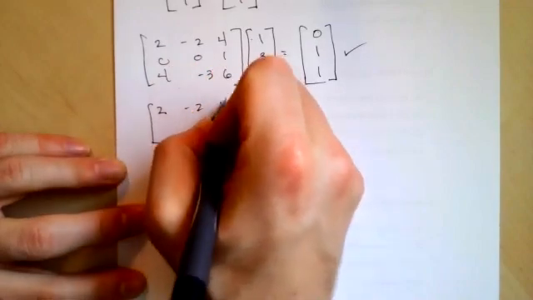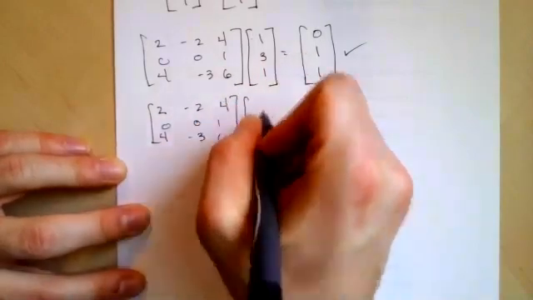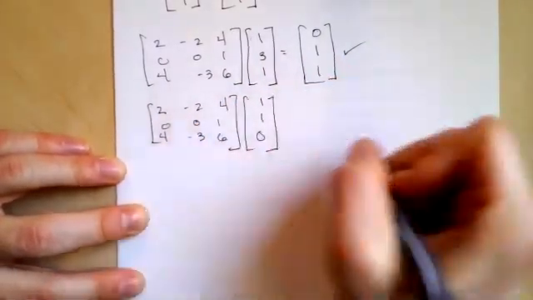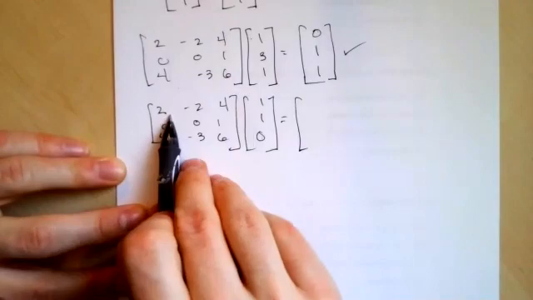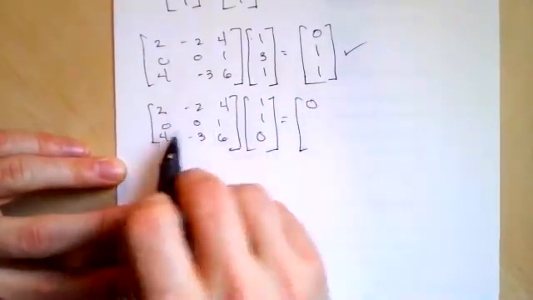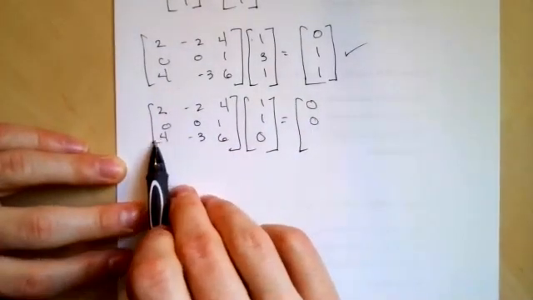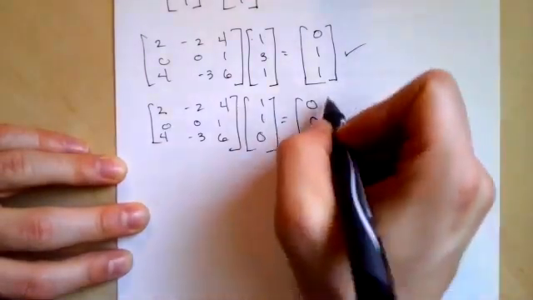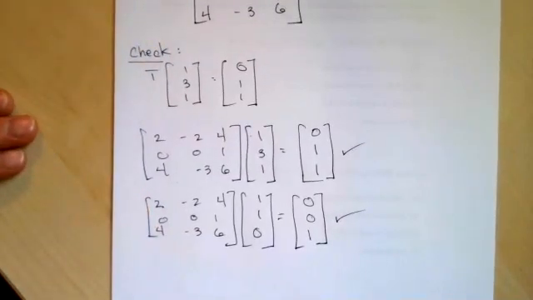Let's check one more. So we had 2, -2, 4, 0, 0, 1, 4, -3, 6. Acting on, let's do the third one, 1, 1, 0. This should give us 0, 0, 1. So let's check. So 2 minus 2, 4 gives us 2 minus 2 gives us 0. 0, 0, 1 times the vector gives us 0. And then here in the last one, we will have 4 minus 3 gives us 1. Good. So we did the computations right.